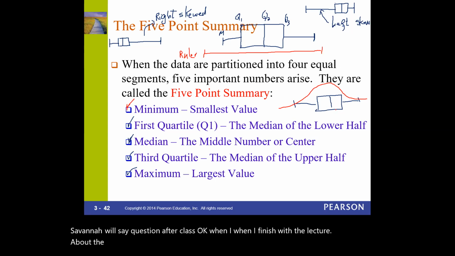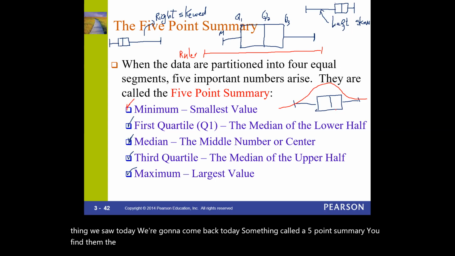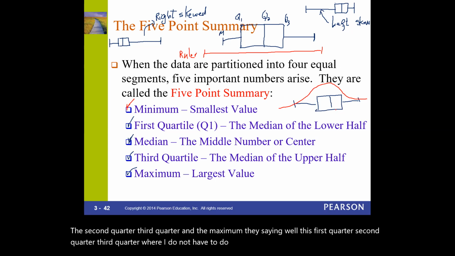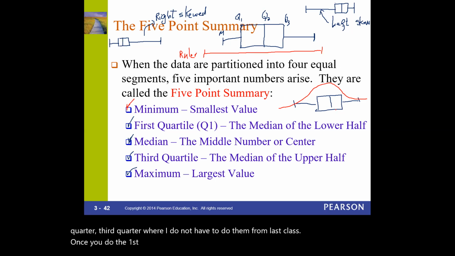Now let's review what I just said to you. This is the only thing we're going to be talking about today: something called a 5-point summary. You find the minimum, the first quartile, the second quartile, the third quartile, and the maximum. I know how to do the quartiles from last class. Once we have them, we do a visual presentation of the data called a box plot. Okay, we'll be talking about something called a box plot.